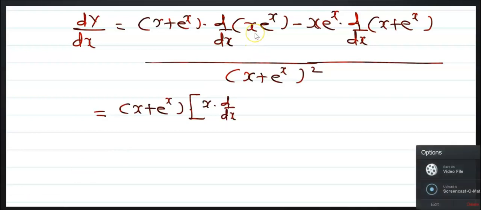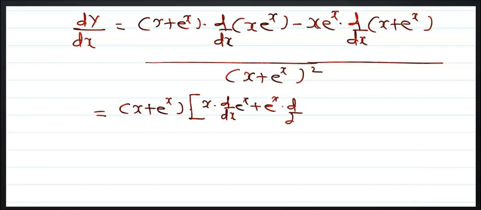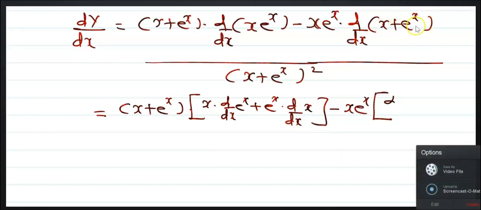Now here we will apply the product rule. x as it is, derivative of e raised to x is e raised to x, plus e raised to x, and derivative of x, minus x e raised to x. Derivative of x is 1, derivative of e raised to x is e raised to x.